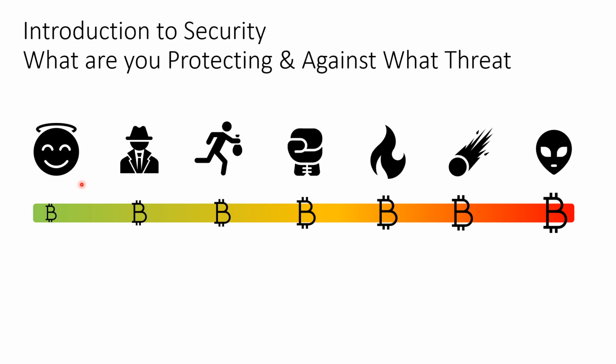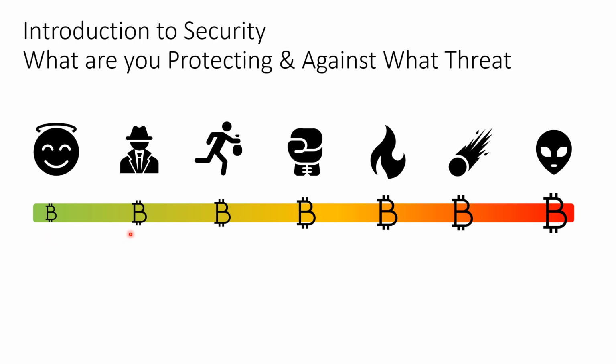I've got this one with an angel and a friendly face. That's really protecting against our own stupidity. So we're a friendly person in this realm along this spectrum. Our threat is that we do something dumb, we lose our seeds, we lose a password, something like that. It's not a malicious threat, but it's a threat we need to protect against to protect ourselves. So we're protecting ourselves from ourselves, essentially.